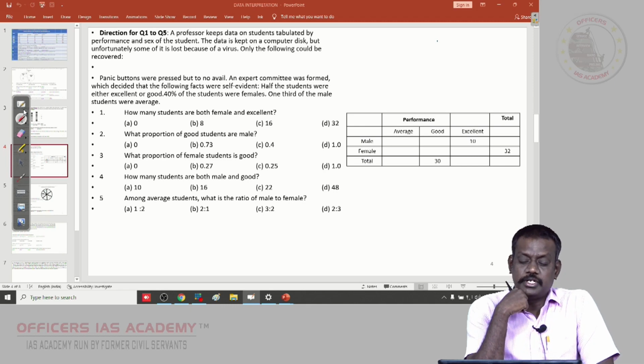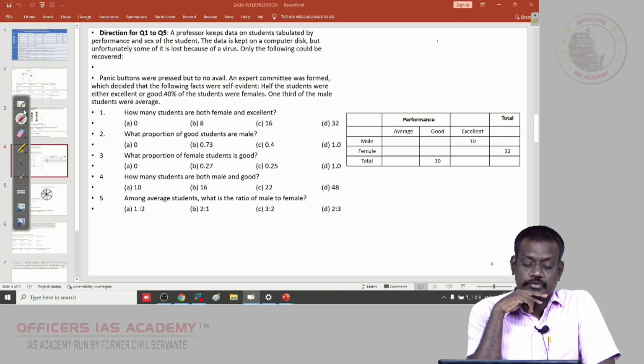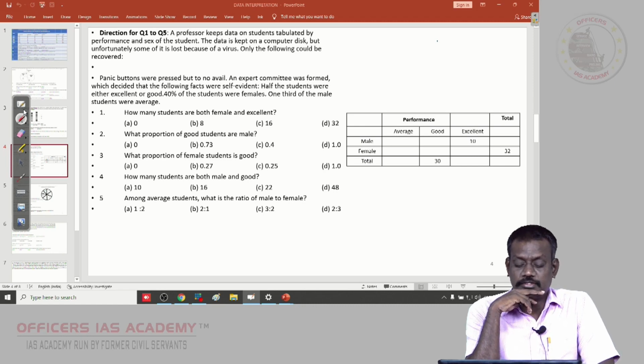The professor keeps data on students tabulated by performance and the sex of the students. The data is kept on a computer disk, but unfortunately some of it is lost because of a virus. Only the following could be recovered. Panic buttons were pressed but to no avail. An expert committee was formed which decided that the following facts were self-evident.